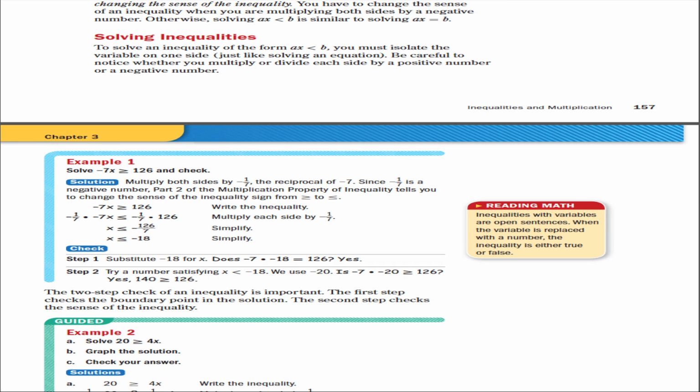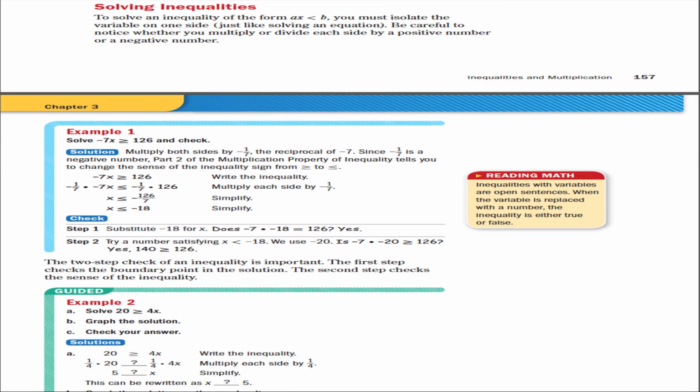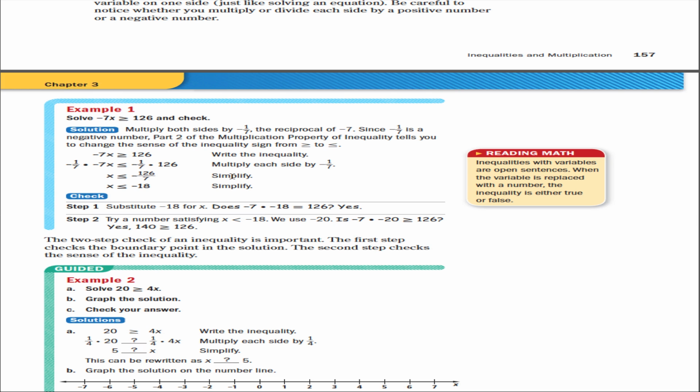So here we have our example 1. We're going to solve and check it. It's just simply a multiply by the inverse. We get that it got flipped at the point where you multiplied by a negative value on both sides of the inequality. We flipped the inequality, changed its sense, and we got a boundary point which tells us that x is less than or equal to negative 18.